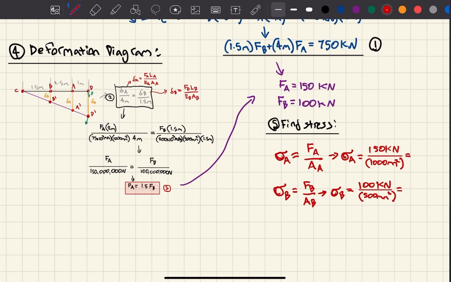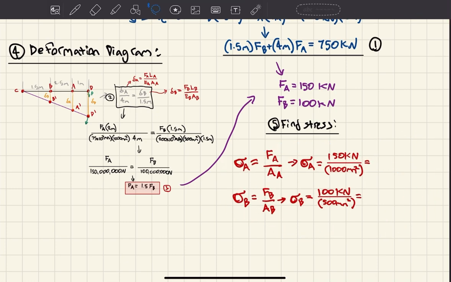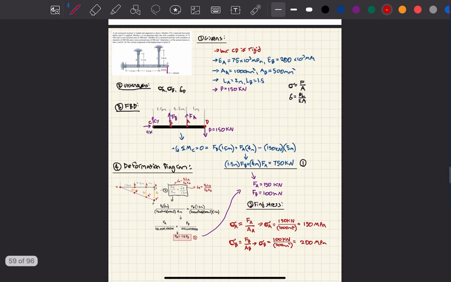So for the first part of the question, where it asks you to find the stress for bars A and B, you're going to end up getting a stress for bar A of 150 megapascals, and the stress for bar B of 200 megapascals. These are the stresses developed based off this force P acting on our system. Okay, are we done? Not yet.